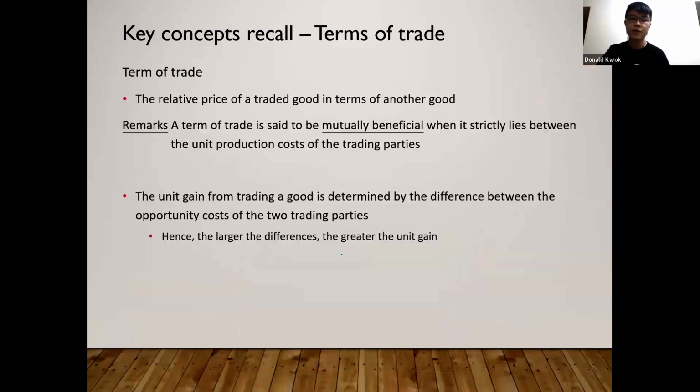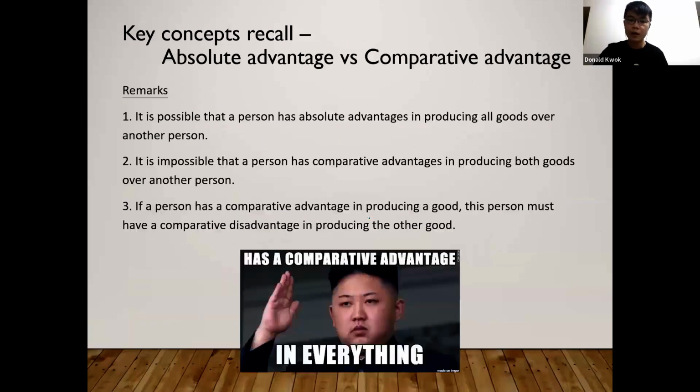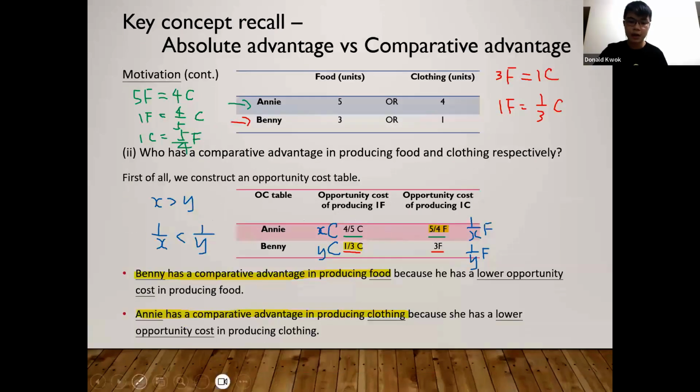The next concept to review is the term of trade, which is the relative price of a traded good in terms of another good. The remark is saying that a term of trade is mutually beneficial when it strictly lies between the unit production costs of the trading parties. So again, let me go back here to illustrate the idea. Let me say the term of trade is now 1C equals 2F. 2 is just a random number between 5/4 and 3, just a random number between these 2 values.